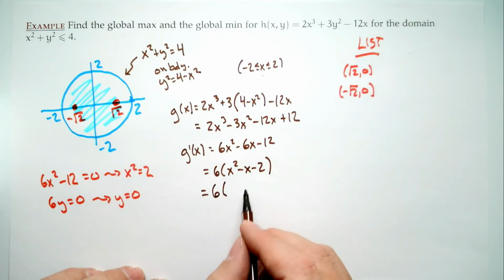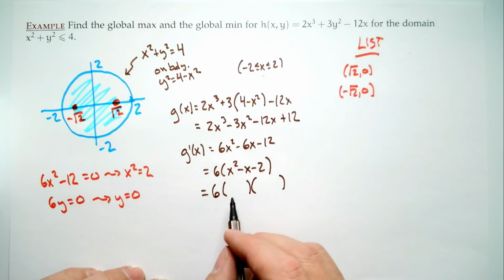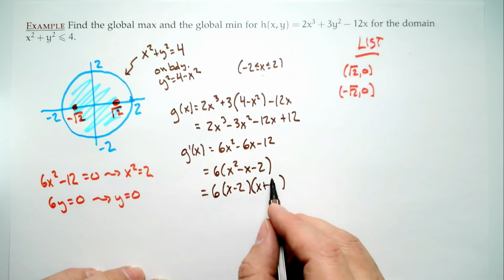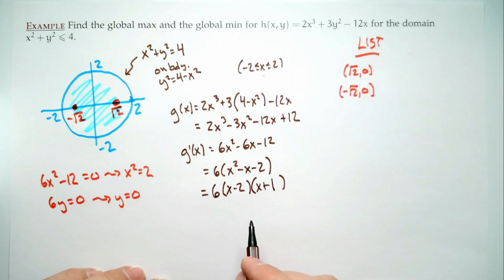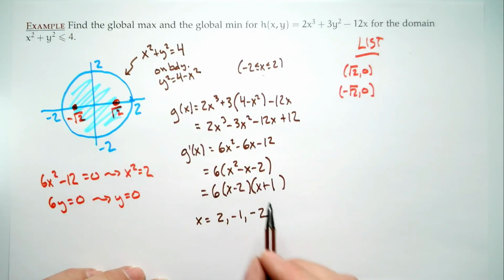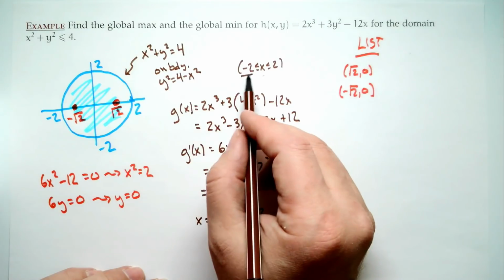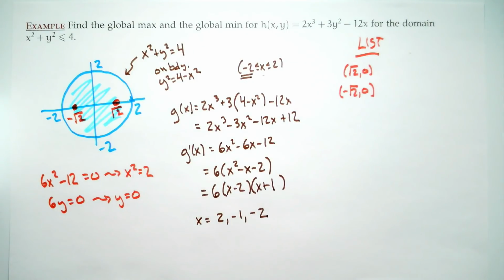It factors. What does it factor as? X minus 2 and x plus 1. So which values of x do we care about? We care about 2, negative 1, and negative 2. Now you might say, no, you made a mistake. There's no negative 2 in there. Don't forget, there's essentially a corner, because negative 2 is an endpoint. So you have to account for that as well.